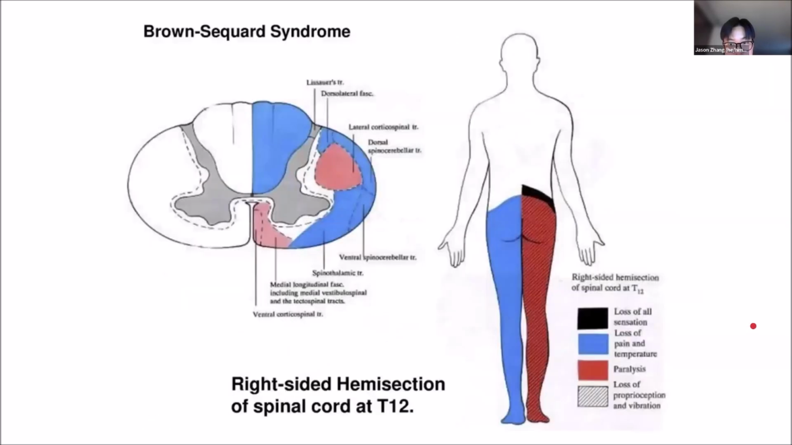Okay. And why is this significant? This is useful for localizing spinal lesions. Let's say a patient comes in after a car accident, and they're complaining of right-sided paralysis and left-sided loss of pain and temperature. So what is going on here? This is something called Brown-Séquard syndrome, which is a hemisection of the spinal cord. In this case, the entire right side of the spinal cord is being affected.